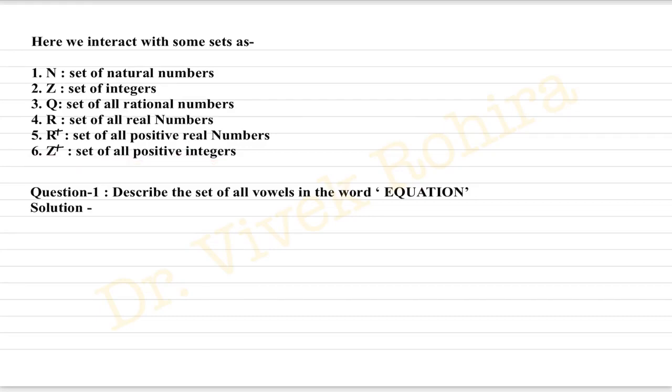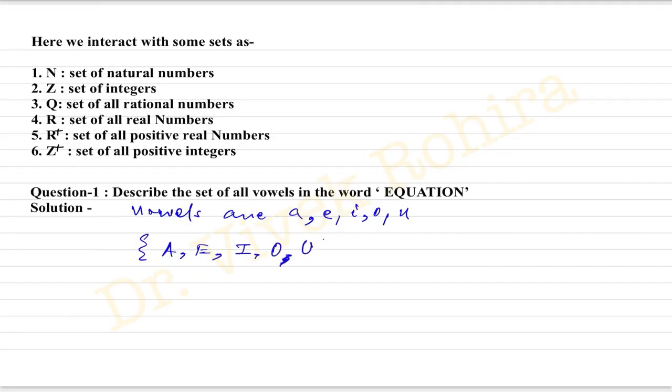Now we start some problems to understand the concept more clearly. Describe the set of all vowels in the word equation. We know that vowels are A, E, I, O, U. Then this set can be written as {A, E, I, O, U}. So this is the roster form.